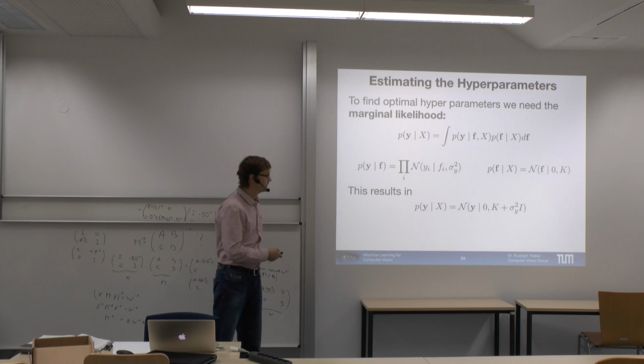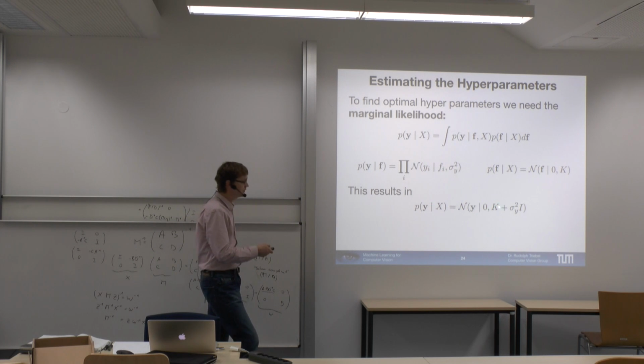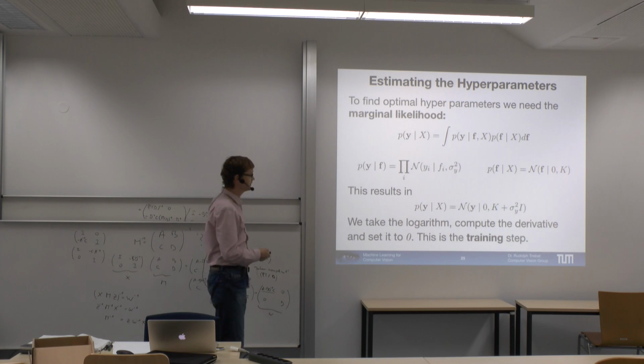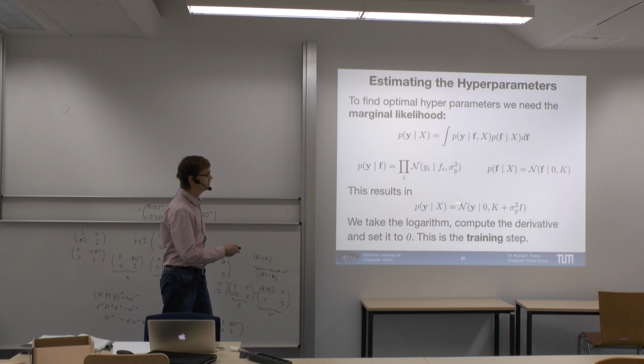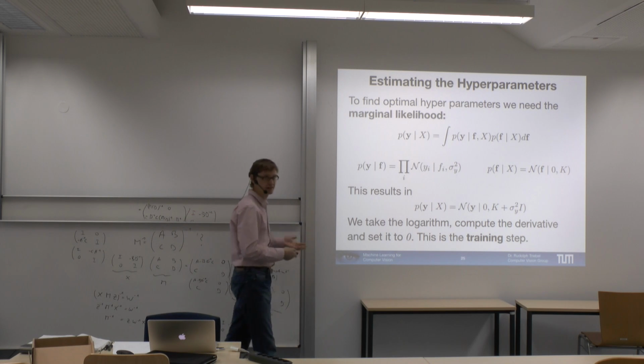Right? Now again, we are kind of hiding the hyperparameters here, right? The hyperparameters go in here, right? We need them to be able to compute K. Now what we do is, we take the logarithm of that, derive with respect to the hyperparameters, set to 0, and solve. Right? That's the idea.